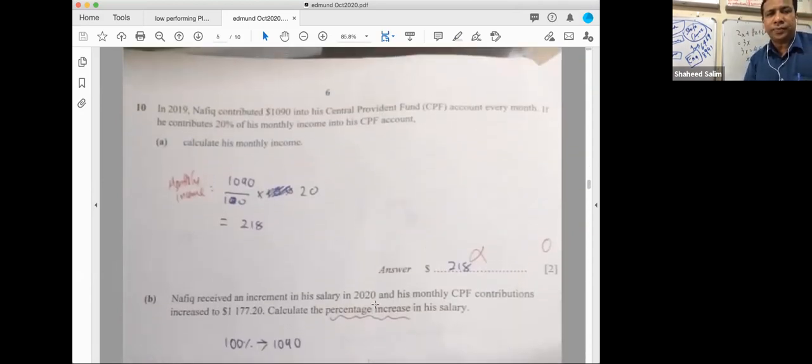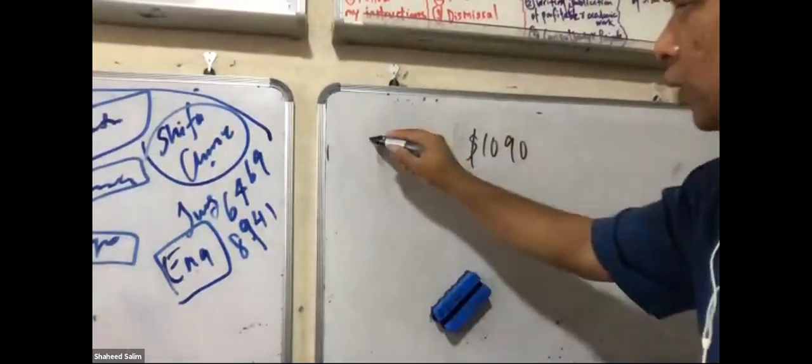This one, let's see. In 2019, Nafik contributed $1,090 into his CPF account every month. If he contributes 20% of his monthly income into the CPF account, what is his monthly income? So they are telling you every month how much he contributed: $1,090. This is the amount of money he contributes, and this is equal to only 20%.